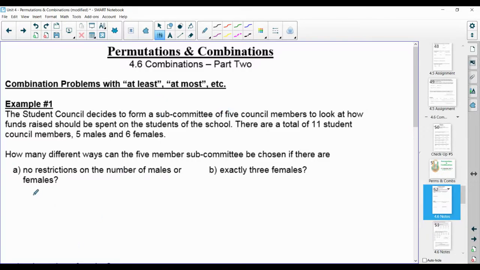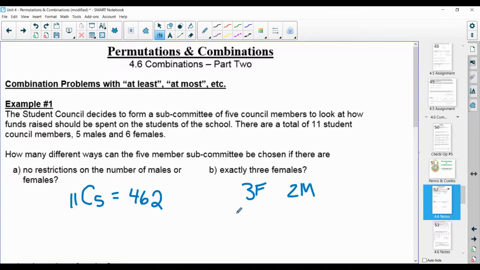So if we look here, first example, no restrictions, there were 11 council members, and we're going to choose 5 of them. That gives us 462. Well, what if we want exactly 3 females? So this is a question we would have had yesterday. If we want exactly 3 females, then that means we want 3 females and 2 males.